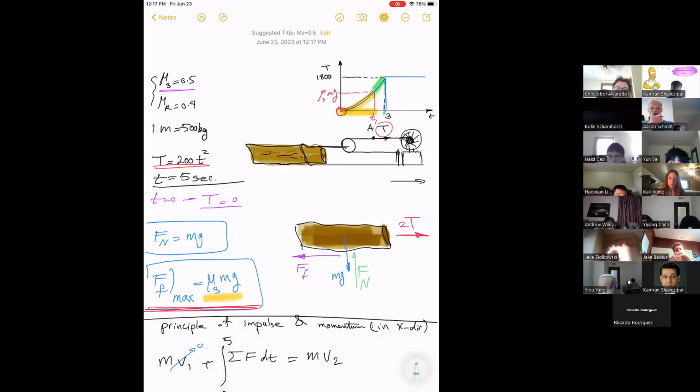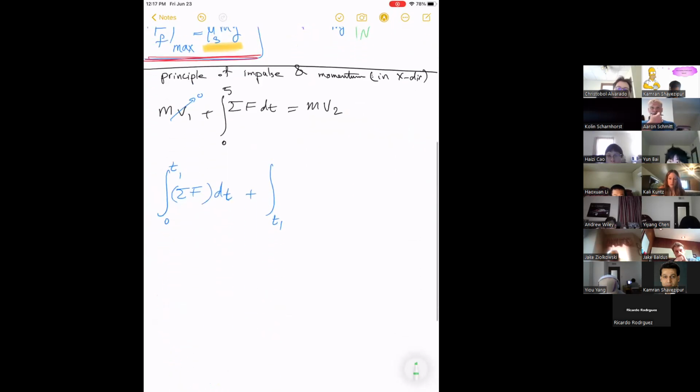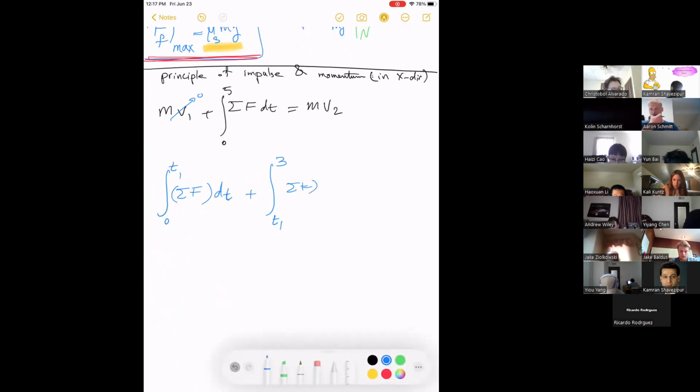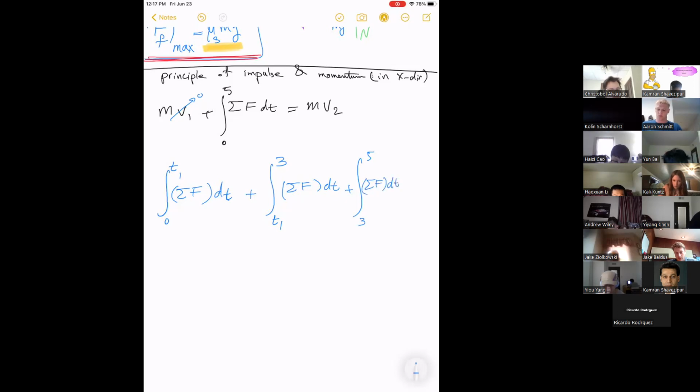Up to 3 seconds, this is my equation. After 3 seconds, this is constant. Because my force equation changes, I'm going to divide this integral into 2 more pieces. From 0 to 3, summation of forces dt, plus from 3 to 5, summation of forces dt, and this is going to be mv2.